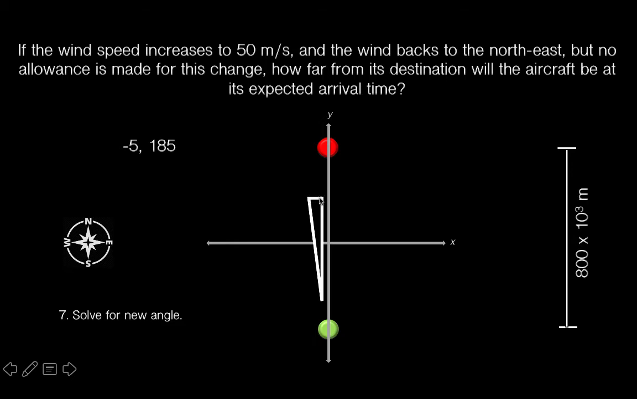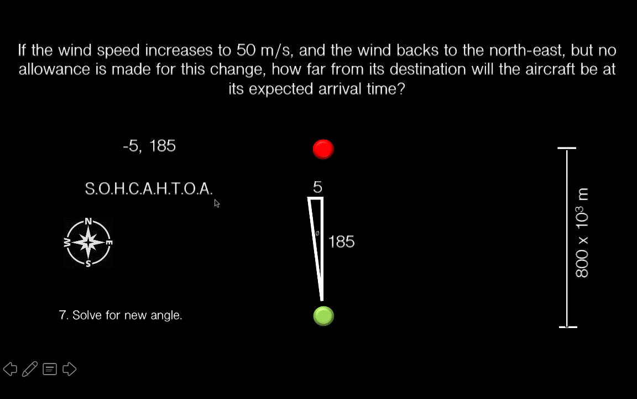This is the x component, which is minus 5. This is the y component, which is 185. So this triangle represents the components of the resultant vector. And we're going to solve for this new angle, which we're going to call phi, which is this angle right here. And again, this vector has 5 in this direction, 185 in this direction, against the components of the resultant.